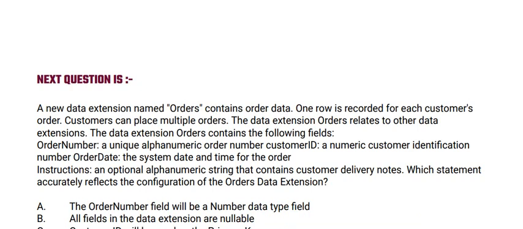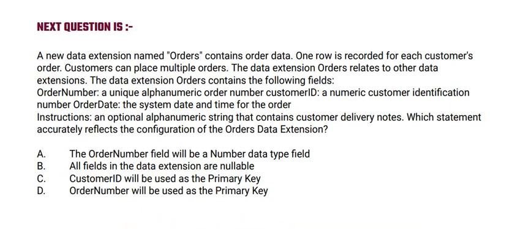Next question is, a new data extension named orders contains order data. One row is recorded for each customer's order. Customers can place multiple orders. The data extension orders relates to other data extensions.